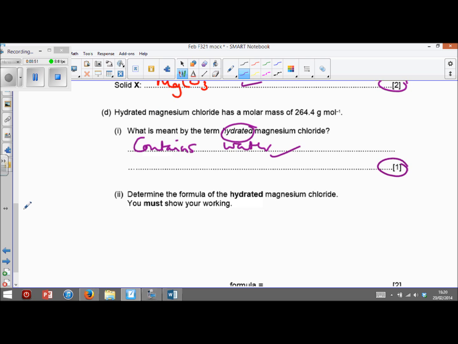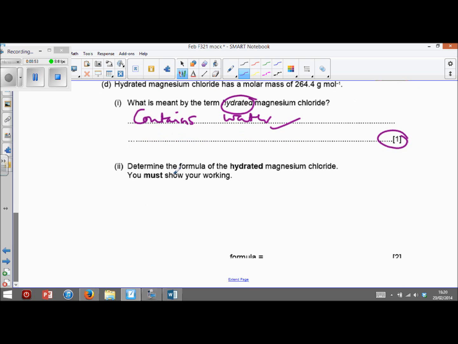And as soon as they start talking about water, you know they're going to ask you to determine the formula. To determine the formula of the hydrated magnesium chloride, you must show your working. You could have got the answer right, but if you didn't show how you got there, you won't get the marks.